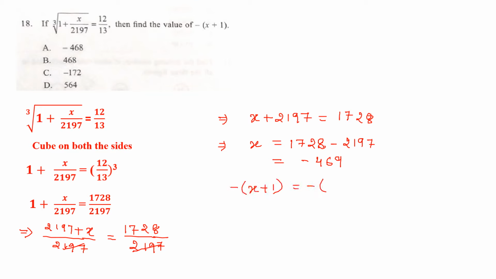So I can write here minus of minus 469 plus 1, and this will further give me minus of minus 468. So I will be getting minus and minus, it will become plus. So my answer will become 468. So if you see the answer, option B is my correct answer.